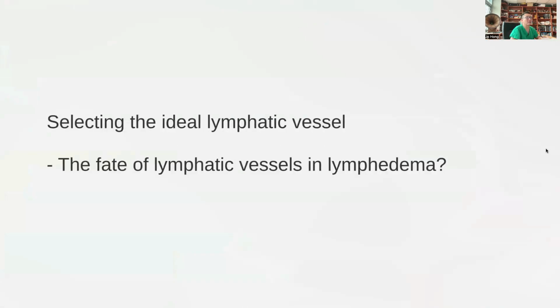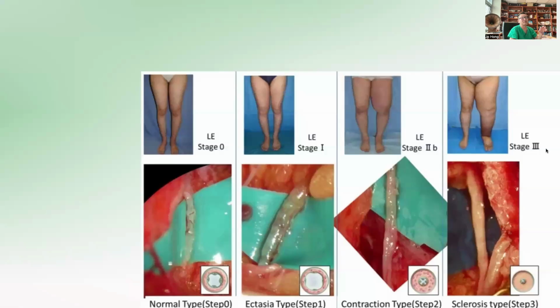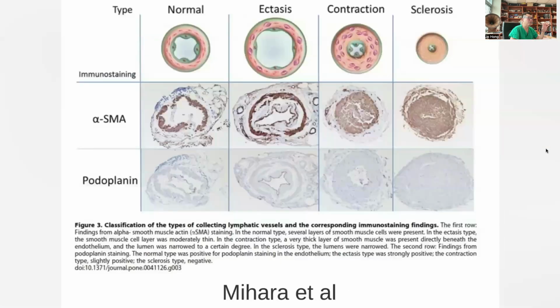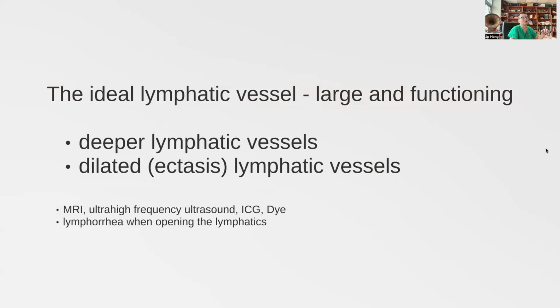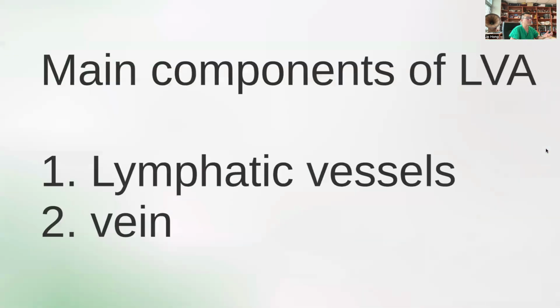Now, we talked a lot about selecting the ideal lymphatic vessels, because obviously it has to be functional, it has to be large enough. And as you can see here, as the disease progresses, the lymphatics often degenerates. And this is why finding functional lymphatics with the right imaging is critical. And so the deeper you go, the larger it becomes, and you have to make sure it's not degenerated. And that's how we find the lymphatic vessel and do the LVA.